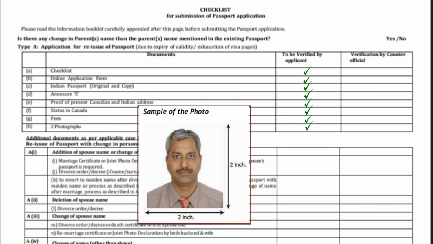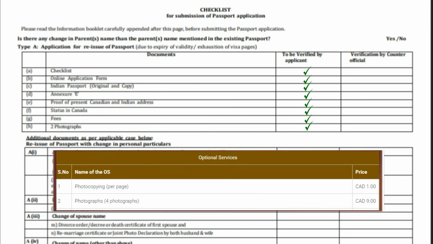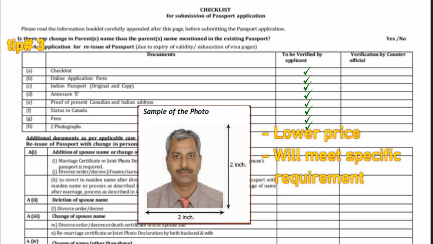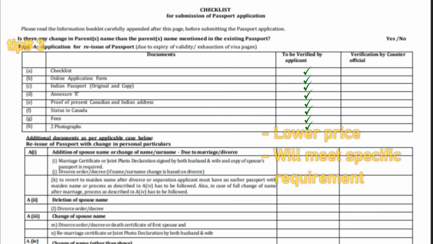You have to submit 2 passport size photographs which should be 2 inch by 2 inch with white background. In BLS Service Center, they will offer the service of taking photos for passport renewal, which is usually around $9 for 4 photographs. I would recommend you take photographs at the BLS Center when you submit your application. There are 2 advantages in this.